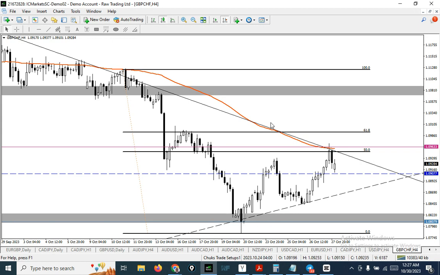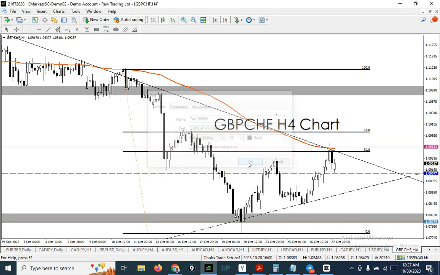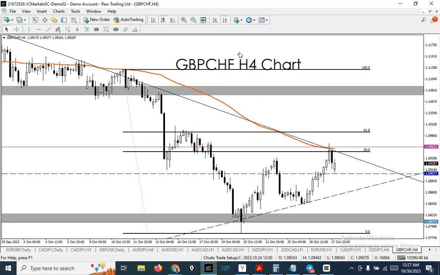Okay, so what do I do now? Let me continue to annotate this chart like this. Okay, so I say this is the Great British Pound, Swiss franc. Okay, this is a 4-hour chart. All right, so I want it to be that size. I put it there. Okay, I drag it and put it here.